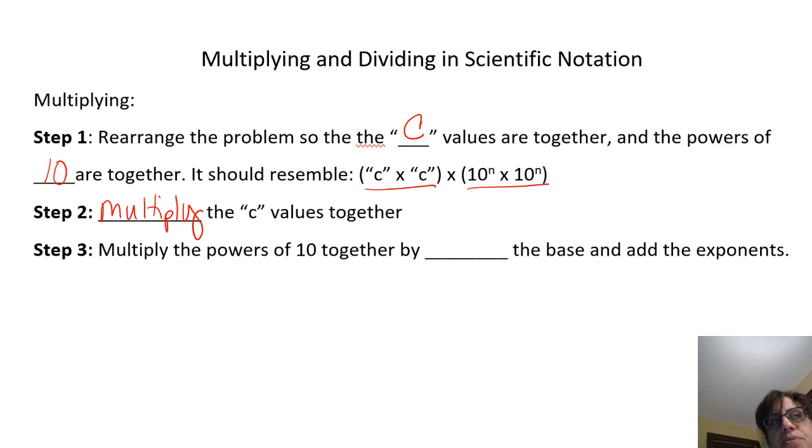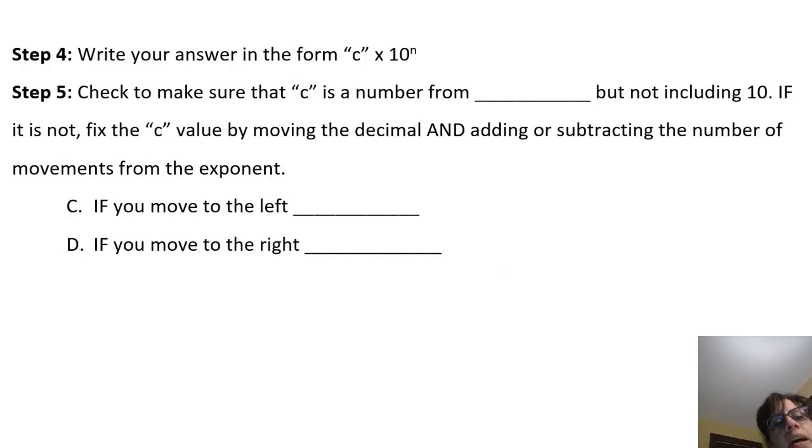But then on step 3, be careful. When we're multiplying those powers of 10, we don't actually multiply. What do we do? We keep the base and add the exponents. We learned that from our exponent section. All right, after that, you're going to write your answer in the form of c times 10 to the n.